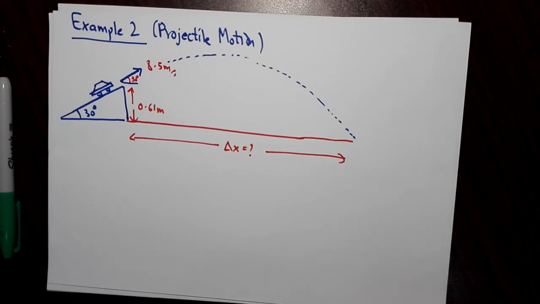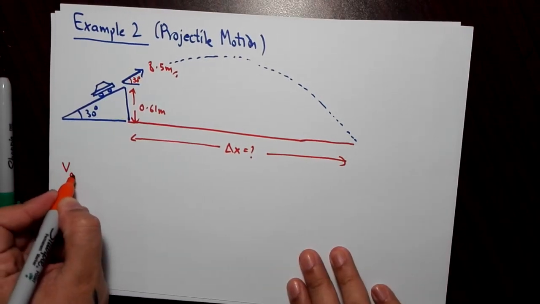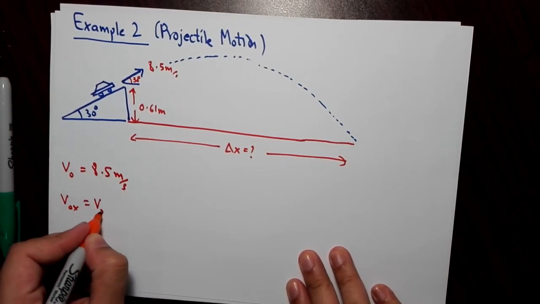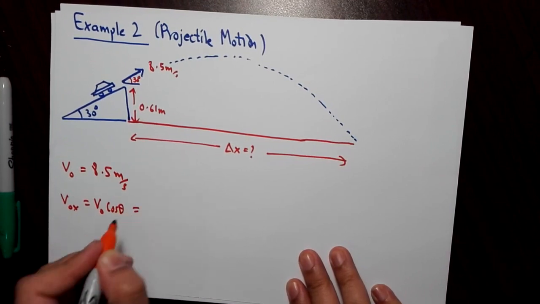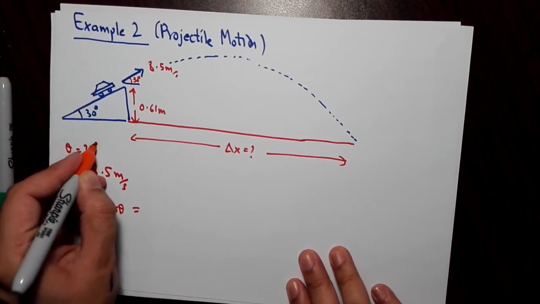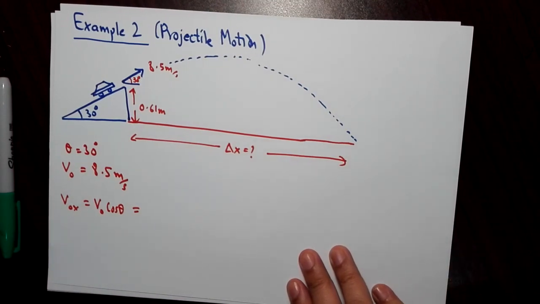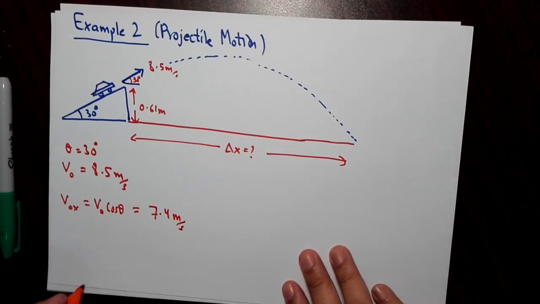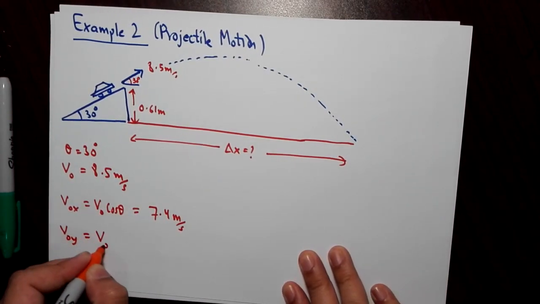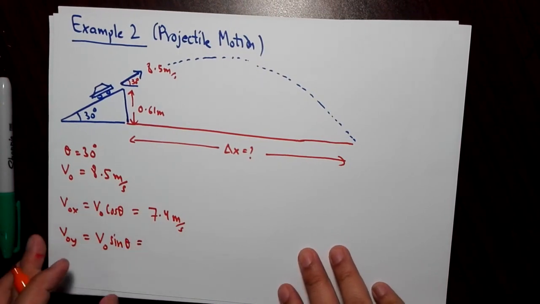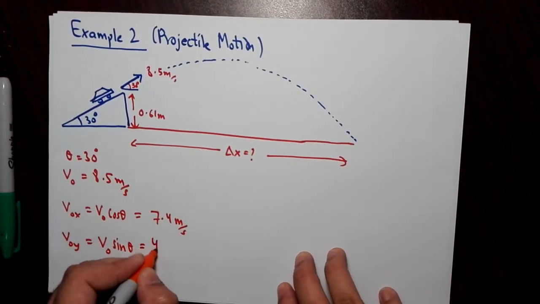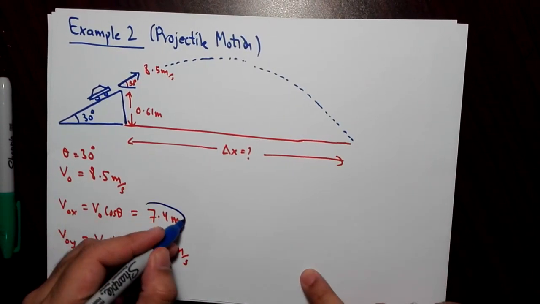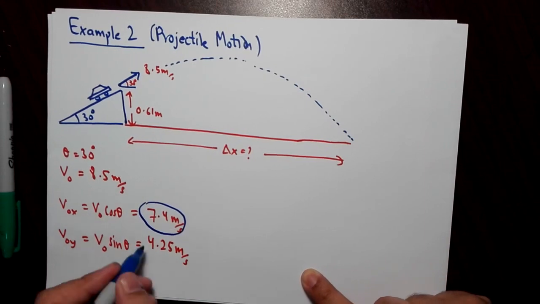Now we know that V naught is 8.5 meters per second. So V naught x is V naught cosine theta, and when you plug in, so theta is 30 degrees, you get 7.4 meters per second as the horizontal velocity, and V naught y is V naught sine theta, and when you plug in the numbers, you get 4.25 meters per second. So these are your components of velocity now. Again, this was 0 before, but now it's non-zero.